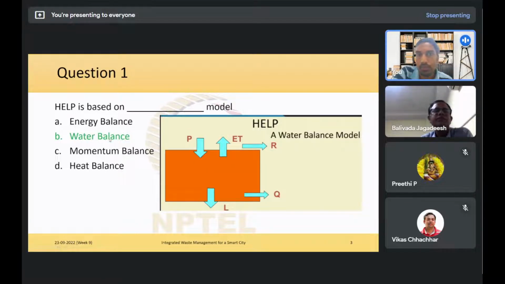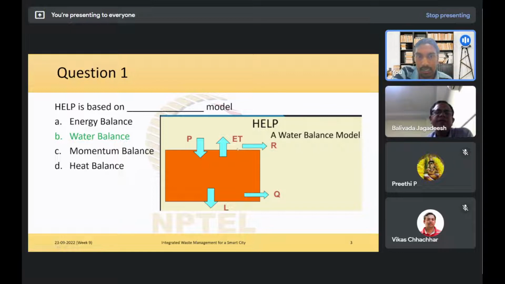What we mean by this water balance model is, say we consider this simpler schematic, where this orange portion represents our landfill. How do we get the leachate? One source is the rainwater, the precipitation, so that supplies water. We get the rainwater as input, and part of this rainwater will leave as surface runoff, that is R.